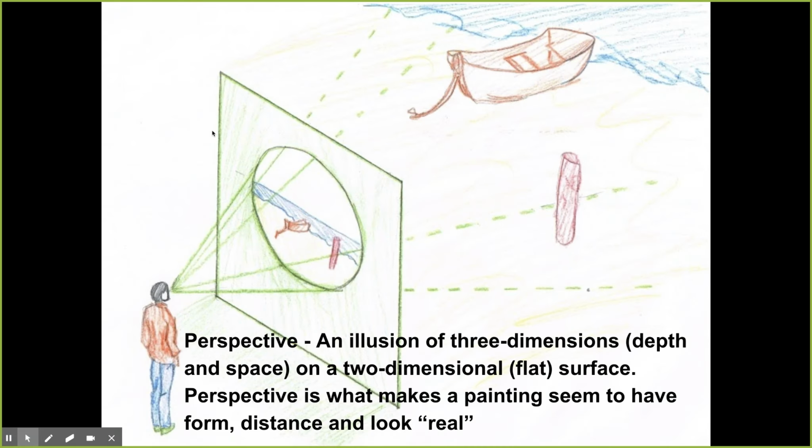So perspective, an illusion of 3 dimensions, depth and space on a 2-dimensional flat surface. Perspective is what makes a painting seem to have form, distance, and look real. I'm going over all of this extremely fast, and at this point, this should be very familiar to you.